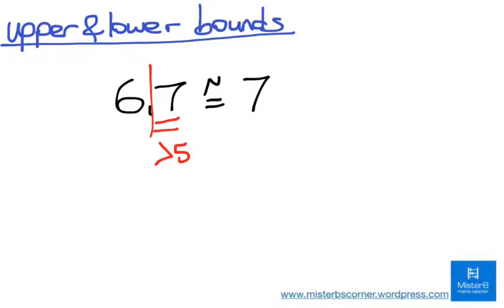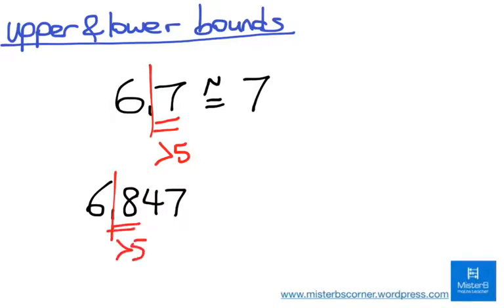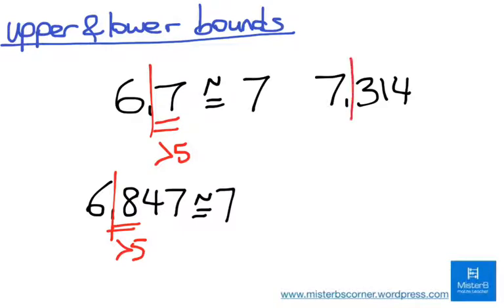What if I have 6.847 again to the nearest whole number? Well, I'm going to cut it from here and I'm going to check this number. Bigger than 5? Yes. So that's going to be 7. What if I have 7.314 to the nearest whole number? Well, okay, I'm going to cut it from here. I'll check this number. Less than 5? Well, it rounds down to 7.